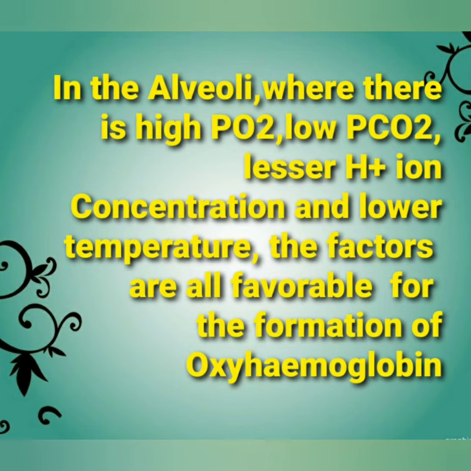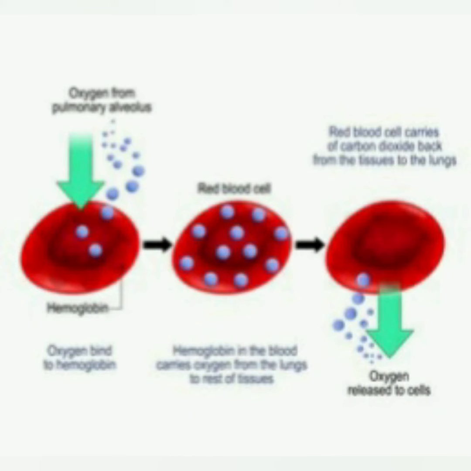In the alveoli, where there is high partial pressure of oxygen, low partial pressure of carbon dioxide, lesser hydrogen ion concentration and lower temperature, the factors are all favorable for the formation of oxyhemoglobin. Here is the picture showing the formation of oxyhemoglobin.